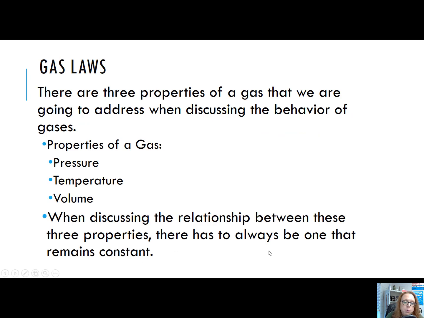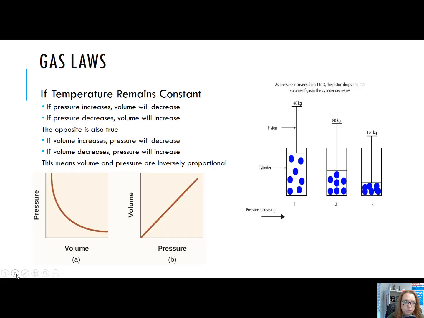Now there are three properties of a gas that we're going to be addressing when discussing how gases behave. The three properties are pressure, temperature, and volume. When we discuss the relationship between these properties, there is always going to be one that remains constant. We can't change all three at the same time. So one will always need to remain constant when we're discussing how they affect one another.